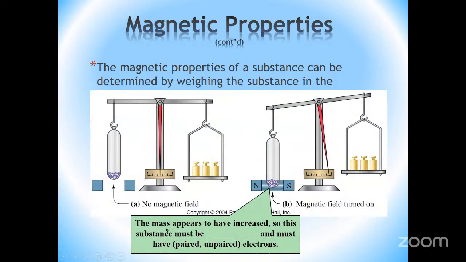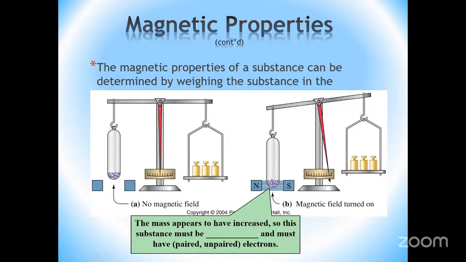Well, we have this setup here which basically demonstrates how this works. So here we have the magnetic field that you can turn on or turn off. Here we have the substance in this capsule right here, and we can weigh the mass of the substance before turning on the magnetic field, right? And then when you turn on the magnetic field, then what happens? If it's paramagnetic, it's going to pull the substance within the capsule towards it, and therefore an increase in mass or weight would be registered.